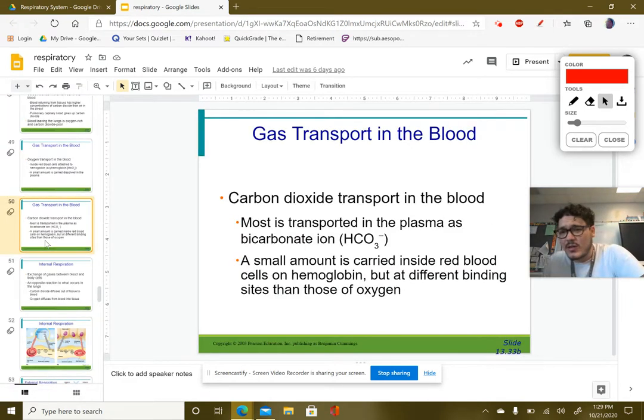In relationship to gas transport, basically those last couple things that we talked about in the previous video, what I was trying to emphasize was the inverse relationship between oxygen and carbon dioxide.